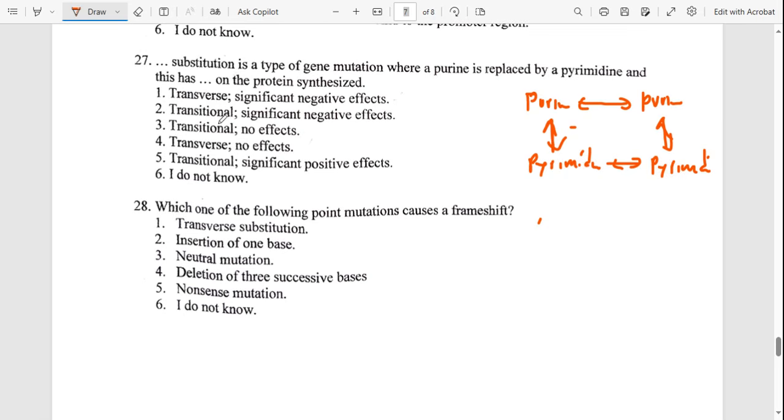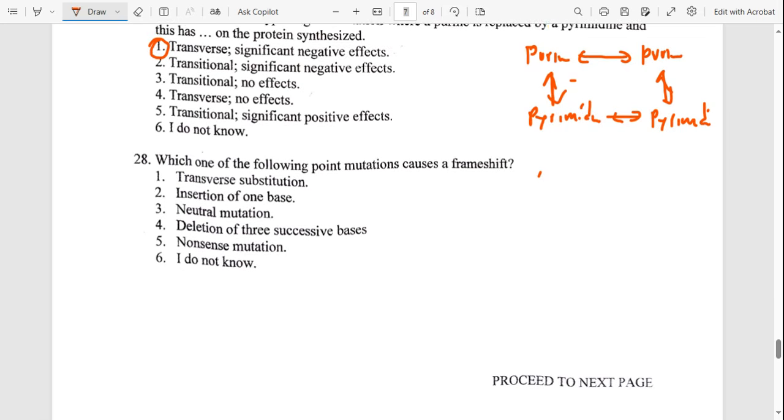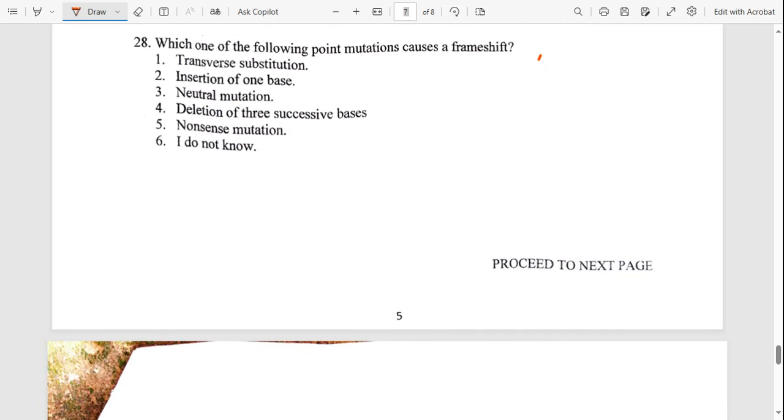And for the transverse, there's going to be a significant negative effect, because you've really changed everything. A purine for a pyrimidine is totally making everything different. Question 28 is saying which of the following point mutations causes a frame shift.